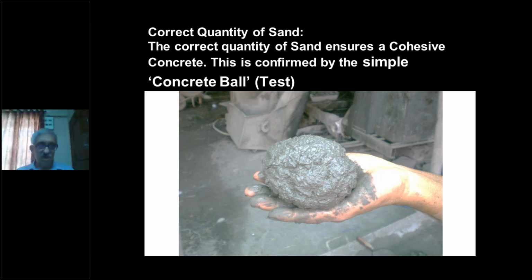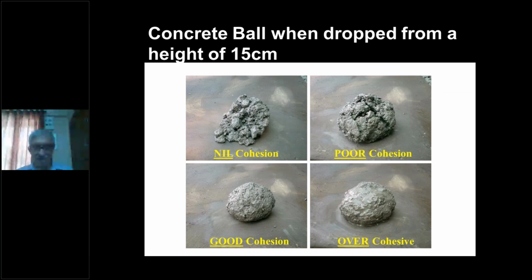We make a nice concrete ball and toss it up about 15 centimeters. The ball lands back in your hand, and if the shape of the ball looks like this, there is no cohesiveness or there is poor cohesiveness. If the ball comes back intact in your hand, it is good cohesiveness. And if there is over cohesiveness, you'll get slushy concrete back in your hand. So this was how we were taught to measure cohesiveness, and it still holds good.